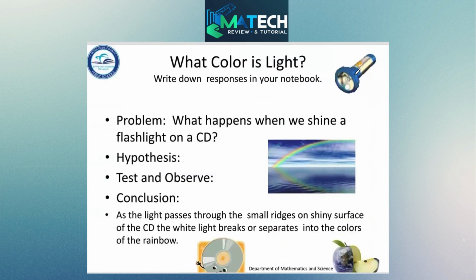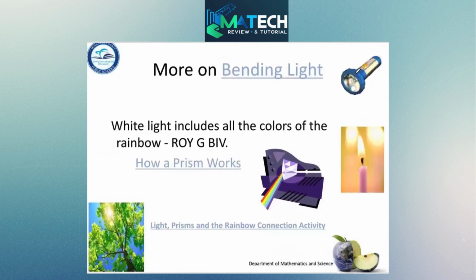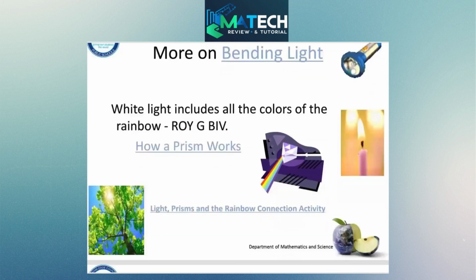So what is the color of the light? Take note of this one. Let's note the rainbow. We are familiar with the rainbow. So we have here ROY G BIV. R stands for red, orange, yellow, green, blue, indigo, and violet. So that's the definition of the light.